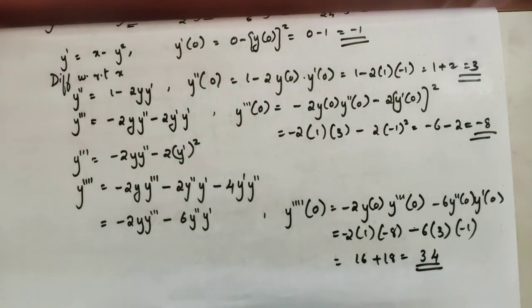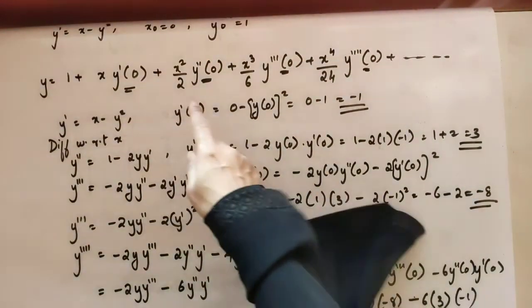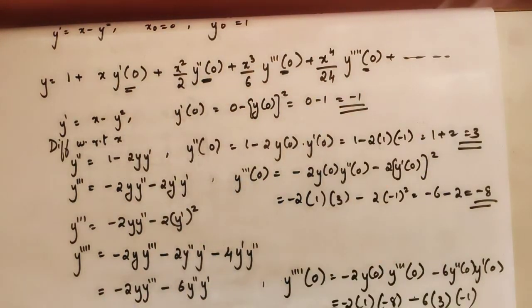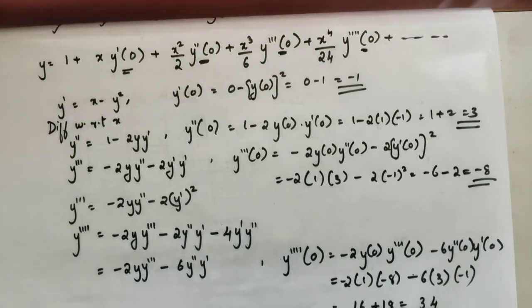Now all we have to do is do the substitution part. That is, in this equation, you have to substitute y dash of 0, y double dash of 0, y triple dash and y fourth dash of 0. All the values we have found, we have to substitute and simplify. Let's do that.